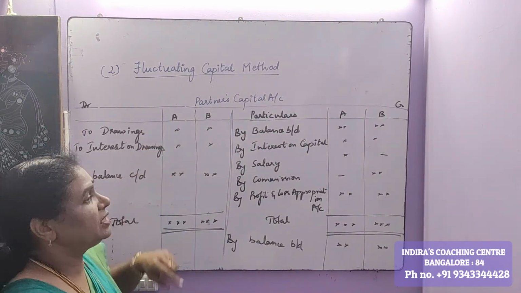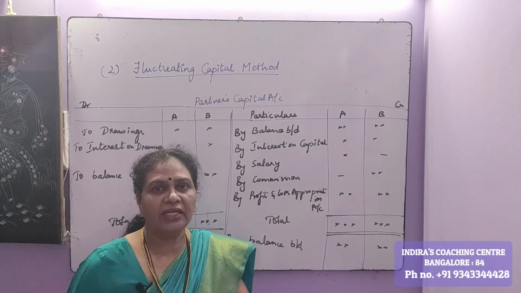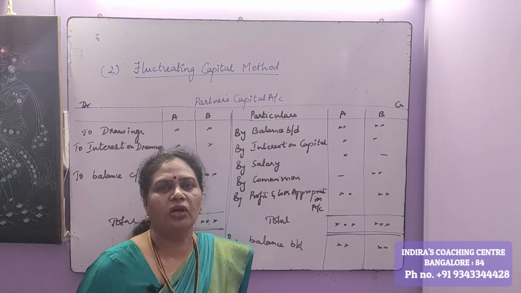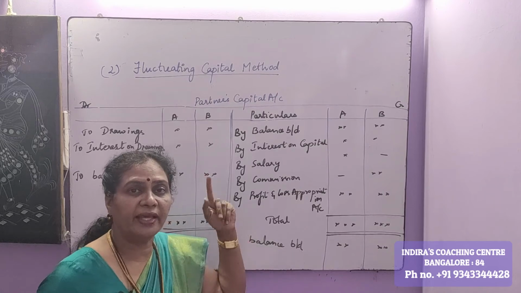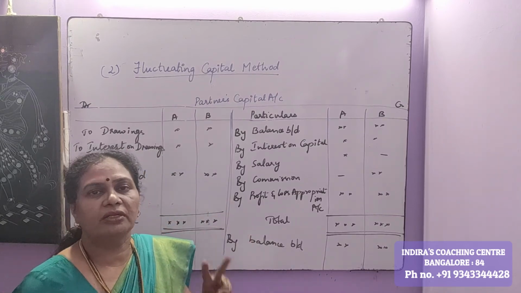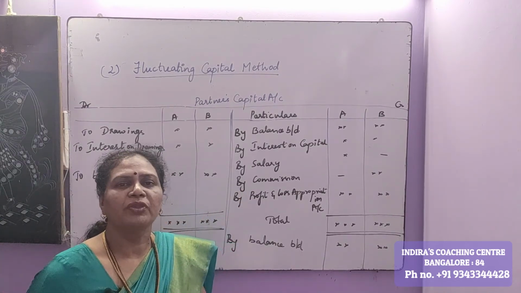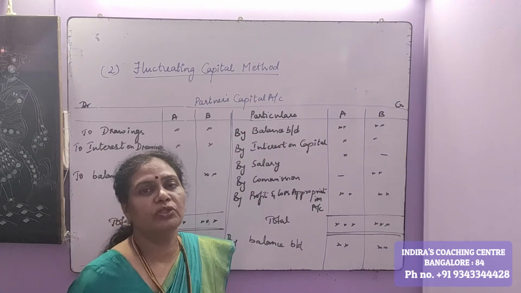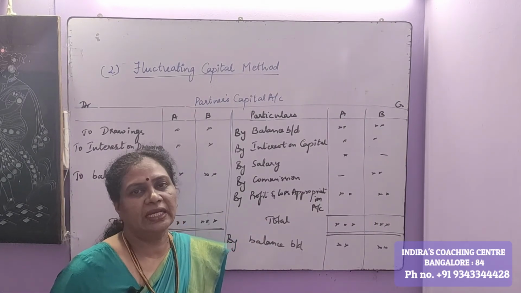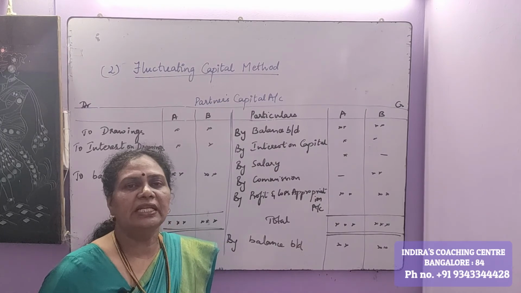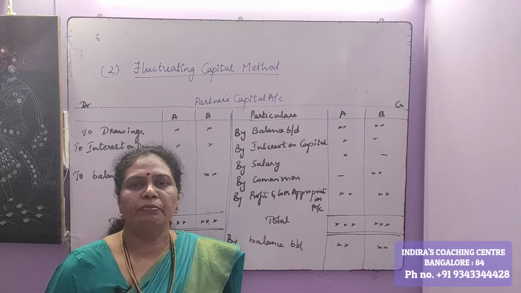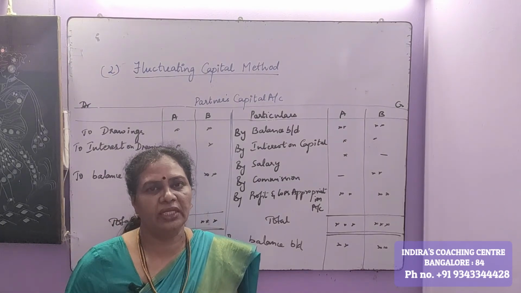So under fluctuating capital method, there is only one capital account which is maintained, and all the transactions are recorded in the same capital account. But whereas under fixed capital method, there are two capital accounts prepared, one capital which remains fixed and the other one which keeps changing, which is called partner's current account. In the next class, I will be taking problems relating to maintaining partner's capital account.